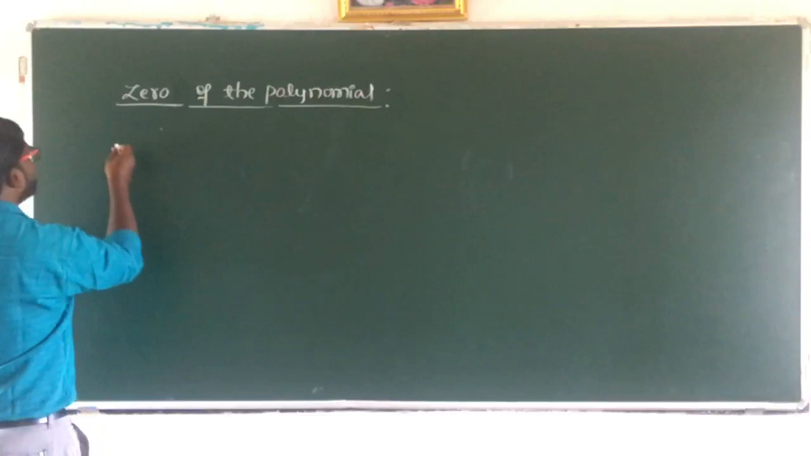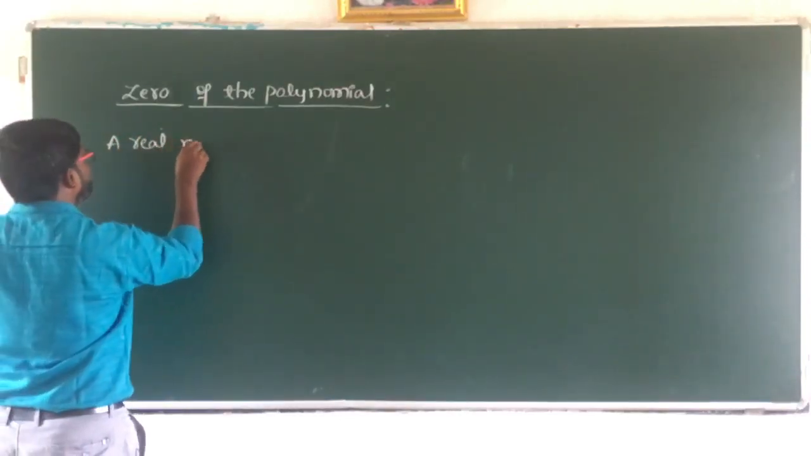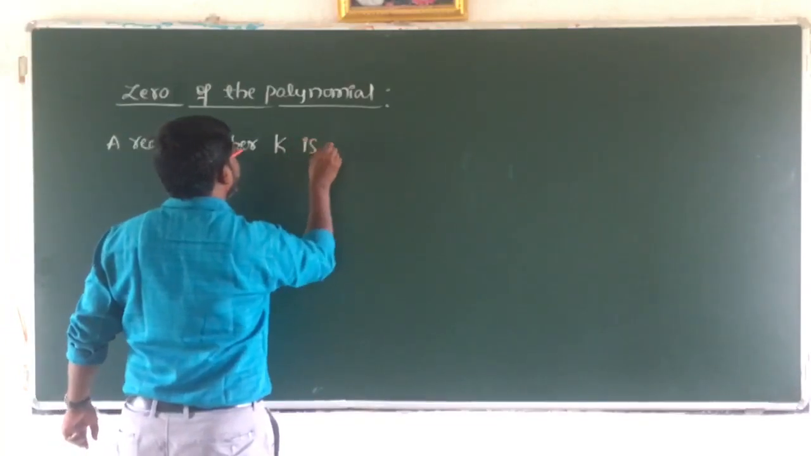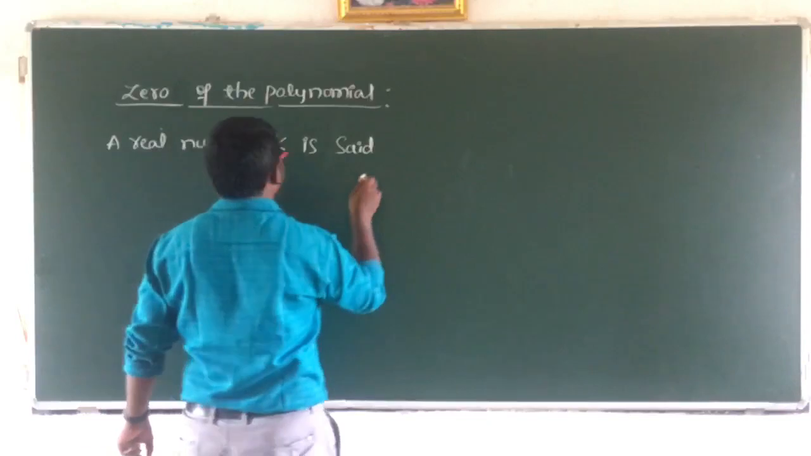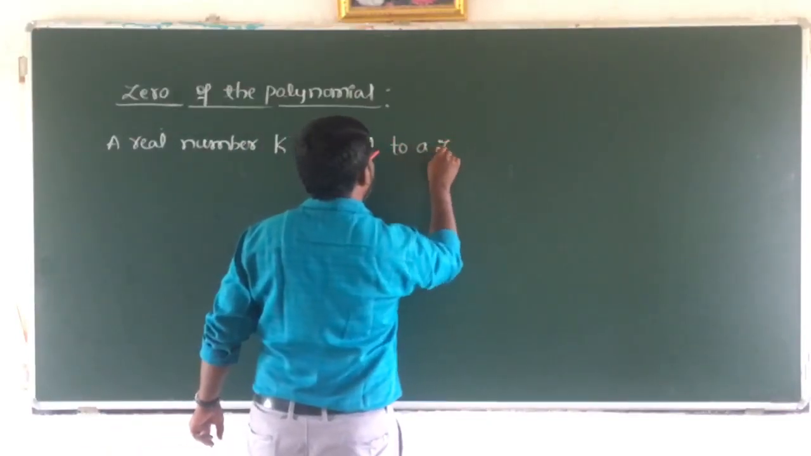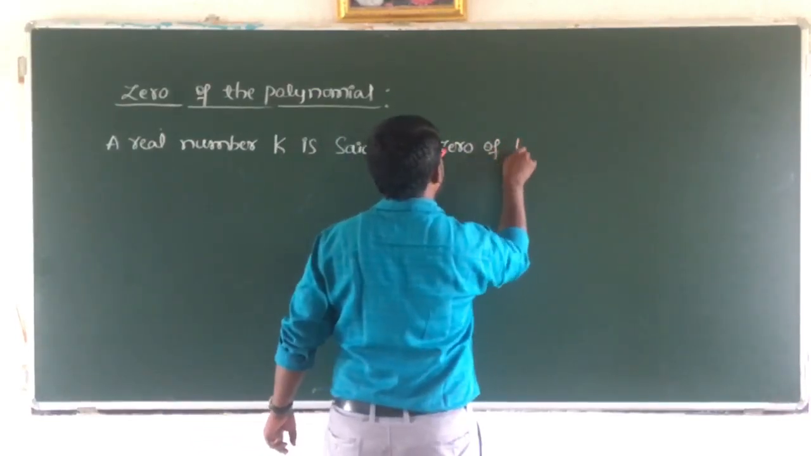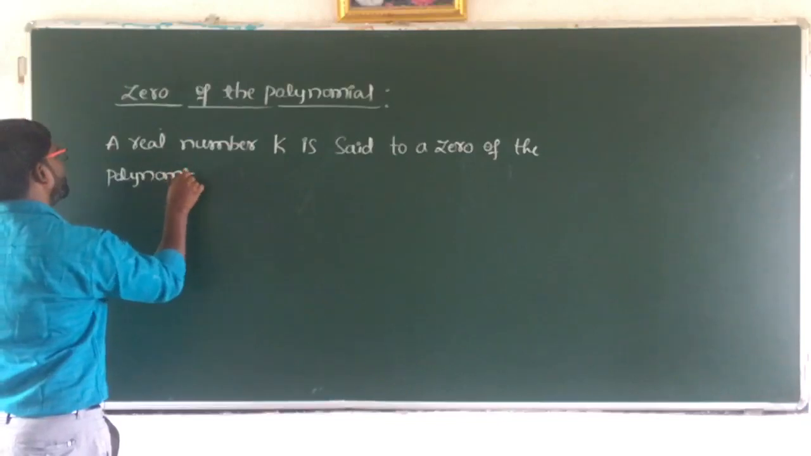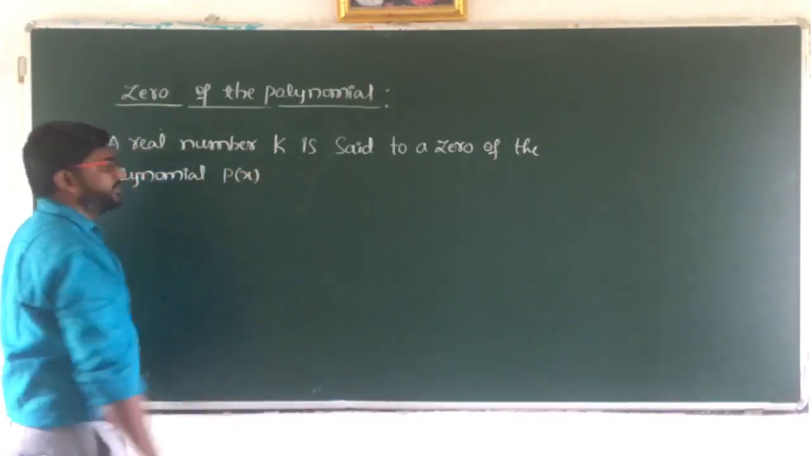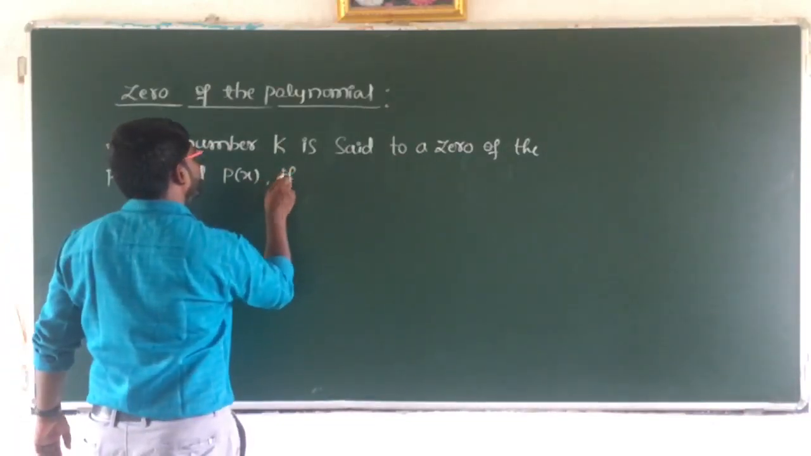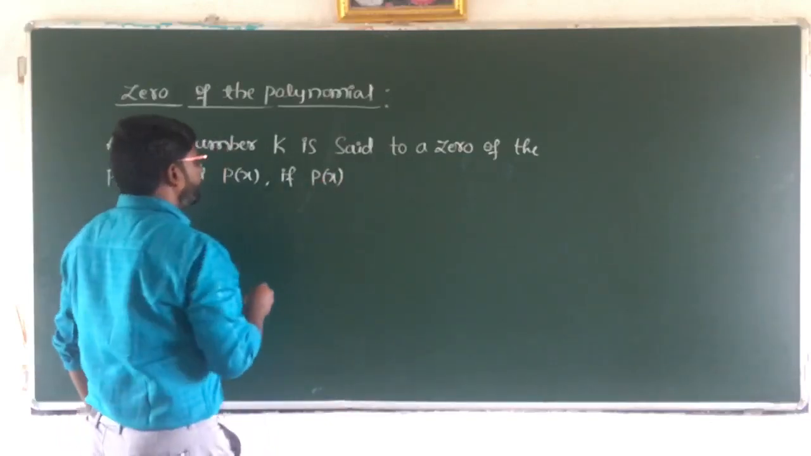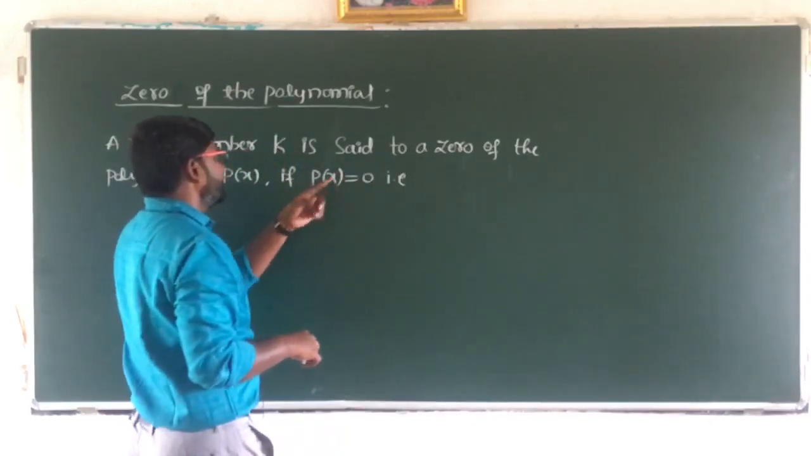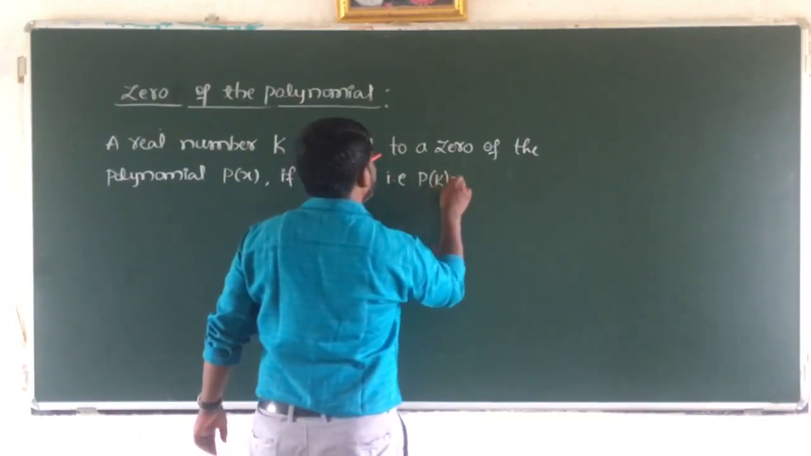So, what was the definition? A real number k is said to be a zero of the polynomial p of x if p of x equals 0, that is, in place of x we write k, that is p of k equals 0.